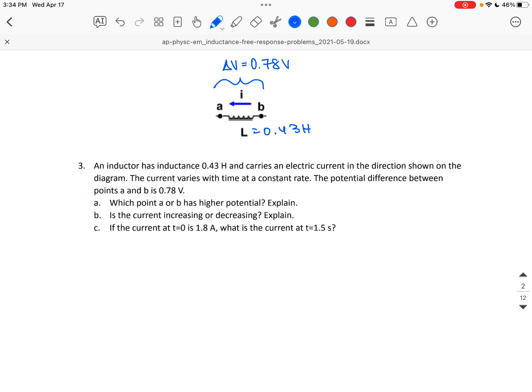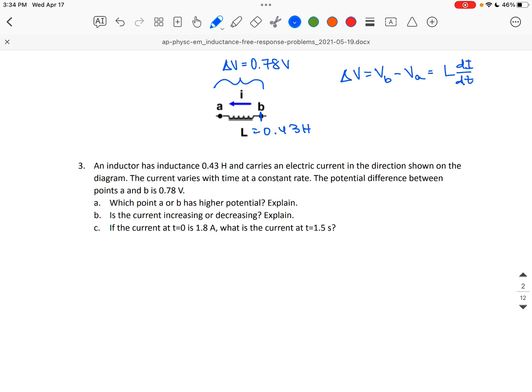So in class, we talked about how when you have an inductor and the current is going from A to B, or in this case, B to A, you've got a change in voltage. The change in voltage is always going to be the starting position, which in this case is B, minus the ending position, which is A. And we know that that is equal to L di/dt, the change in current.